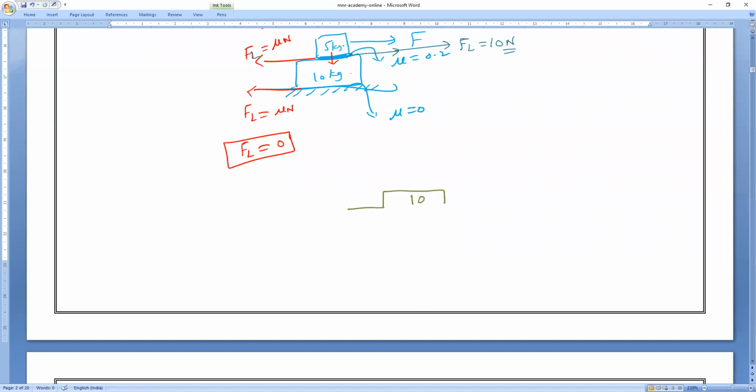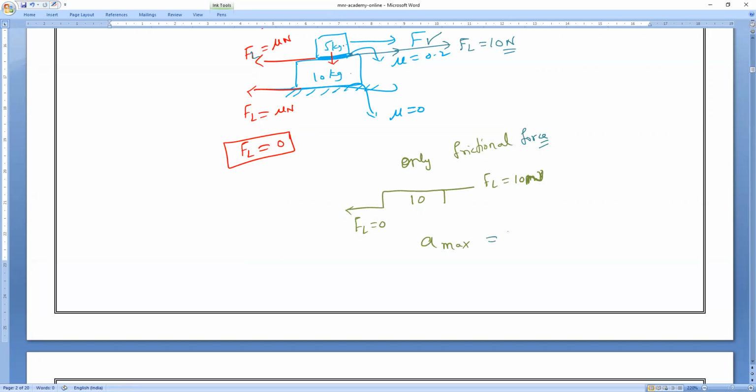So the 10 kg body is experiencing two things. One is F limiting, which is 0 on this surface, and on this surface, because of the second surface, F limiting is equal to how much? Equal to 10 newtons. Understanding all of you? So I identified the second body is experiencing only frictional force. So who is experiencing only frictional force? 10 kg, because 5 kg is experiencing the external force. Am I right or wrong?